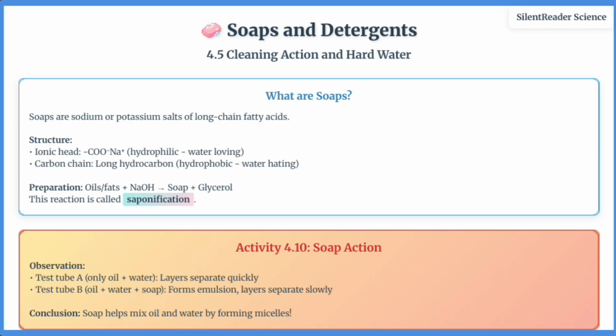However, soaps don't work well in hard water containing Ca2+ and Mg2+ ions, as they form insoluble precipitates called scum. Detergents solve this problem. They are sodium salts of sulfonic acids or ammonium salts that don't form insoluble precipitates with hard water ions. Activities 4.11 and 4.12 demonstrate the difference between soap and detergent behavior in hard water. Understanding this chemistry helps us choose the right cleaning agents for different situations.